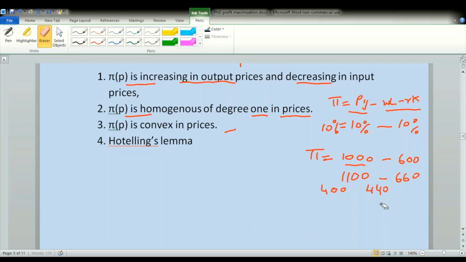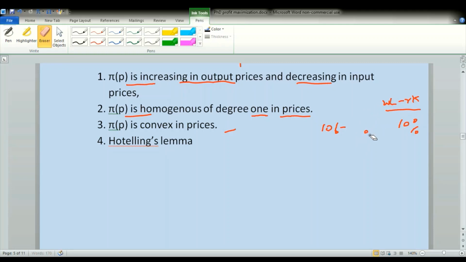And this is like cleaning the chalkboard. Let's do that. Okay.